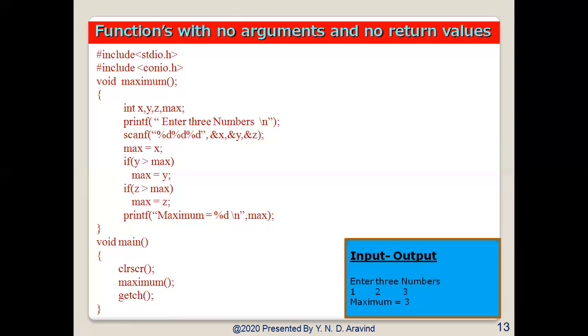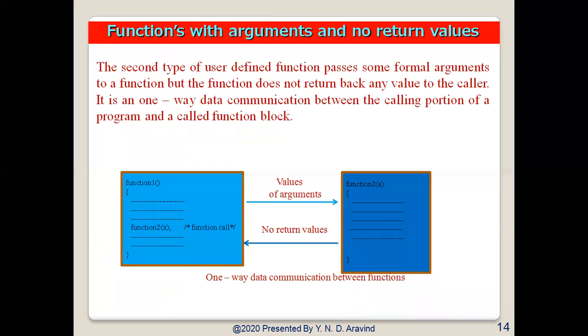Now let us see the second one, that is functions with arguments and with no return values. The second type of user defined functions passes some formal arguments to the function, but the function does not return back any value to the calling function. It is a one-way communication between the calling portion of the program and the called function block.